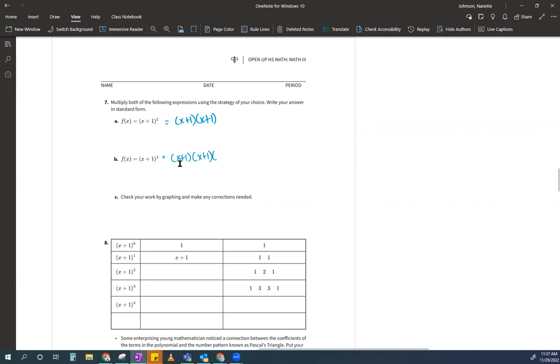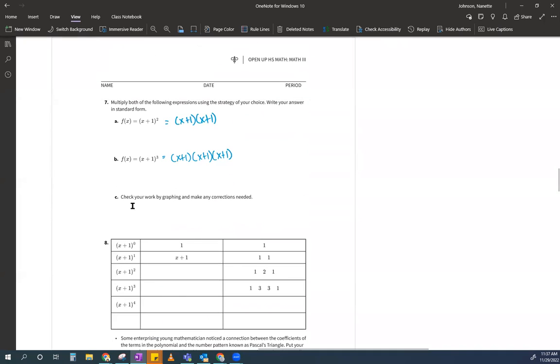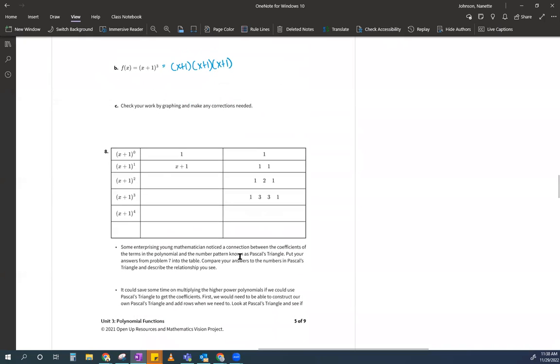So again, you're doing this kind of thing that we just did here, where you're multiplying 2 at a time, and then the third, okay? Again, checking your answer by graphing, always necessary. And then I wanted to show you this really neat triangle, okay?